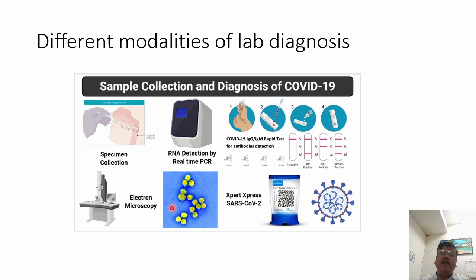We can go for electron microscopy. These are the microscopic structures, but it is just to complete the list. But the most practical is RT-PCR. As all of you know, RT-PCR was extensively used for diagnosis of COVID-19 in the pandemic.